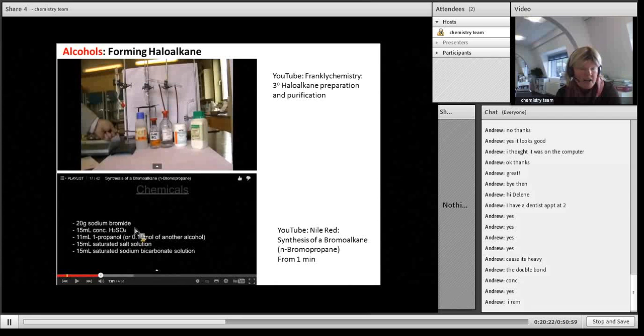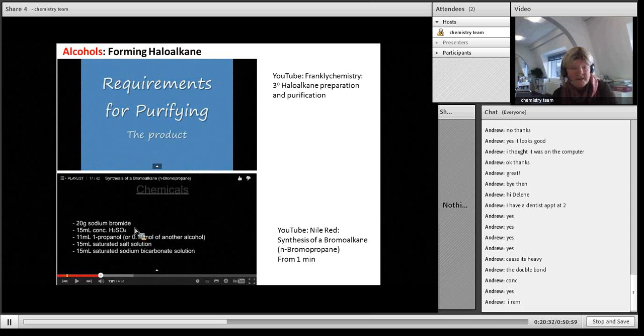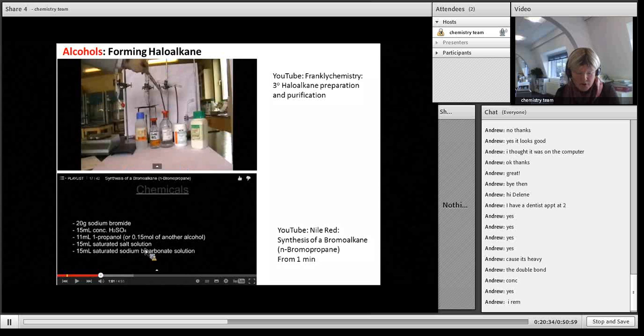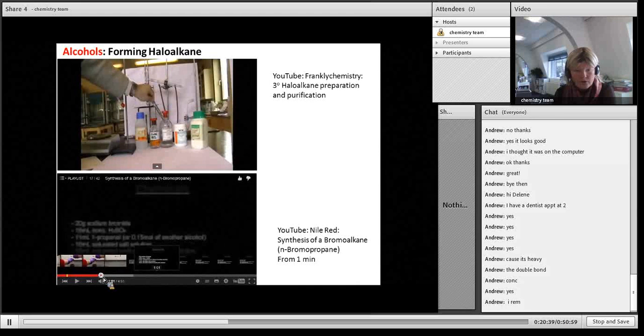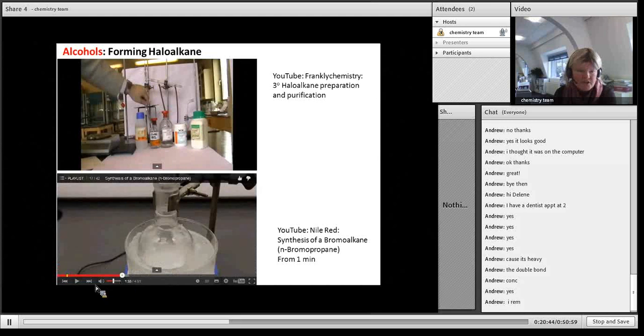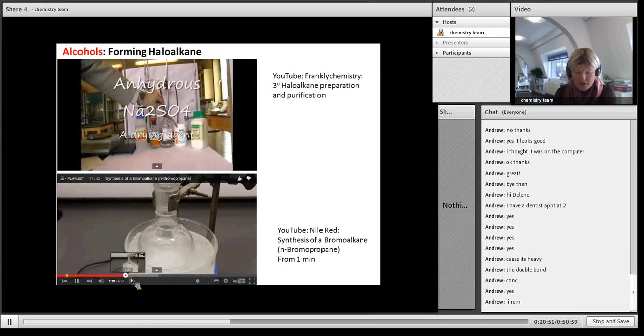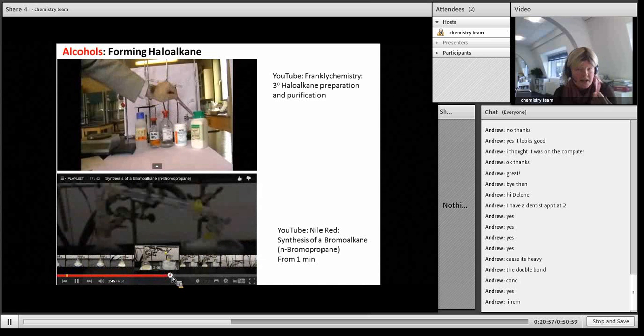Sodium bromide and concentrated sulfuric acid is to make the HBr, and that's done in an ice bath, so you don't get it going all over the place. And then you add your alcohol. So I'm going to move it on now to about here. There it is. Can you see it's in the ice bath? And that's when we're making the HBr. And now I move it on. So there I'm distilling it now. So I'm now making the haloalkane.